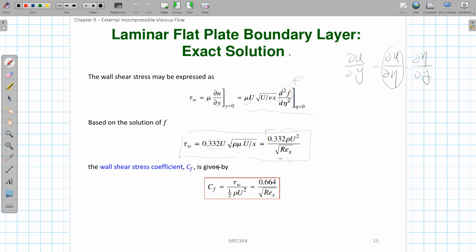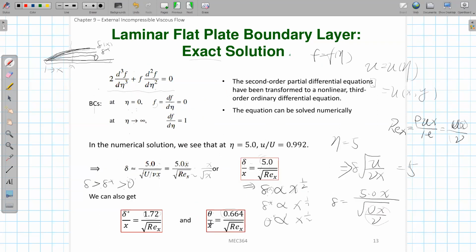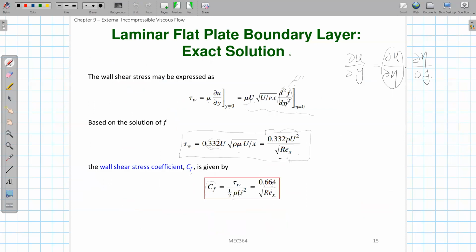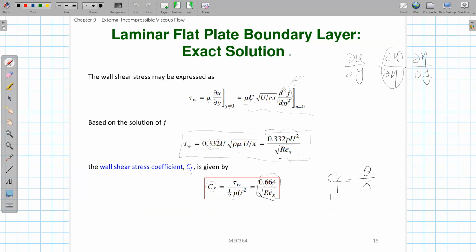One interesting thing you need to realize is that this CF equals 0.664 over the square root of Reynolds number x. And this theta over x is also 0.664 over the square root of Reynolds x. So this is the same. In other words, CF equals theta over x. You see that CF will give you this, but from our previous result, we also know that theta over x is equal to this. So for the laminar boundary layer, we do have this condition.